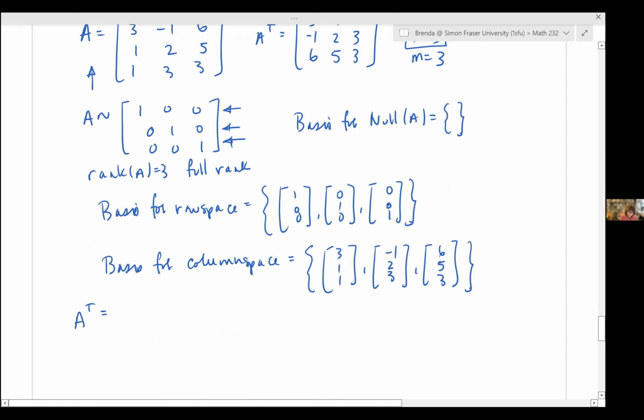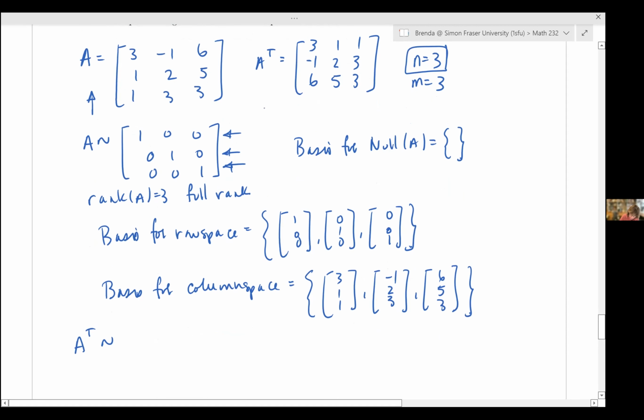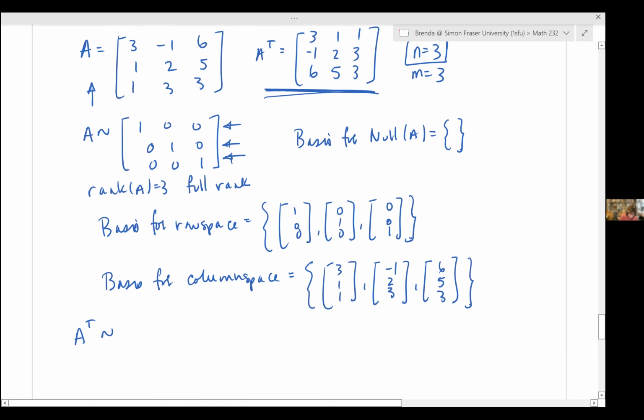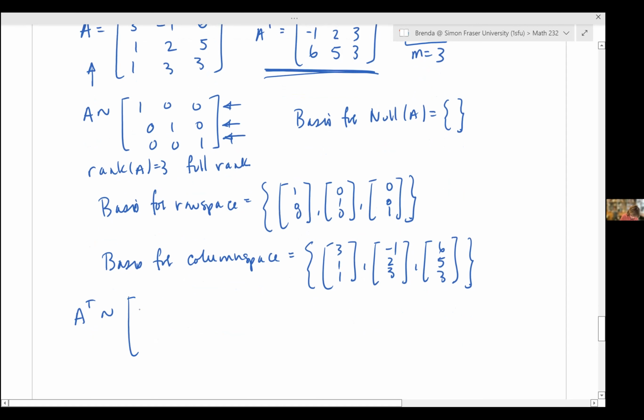The transpose of A, I will row reduce it. So now I am row reducing this matrix here, the transpose. I row reduce that. It also row reduces to the identity. Okay, so that tells me then that the basis for the null space of A transpose is also the empty set. Only the zero vector is in there.